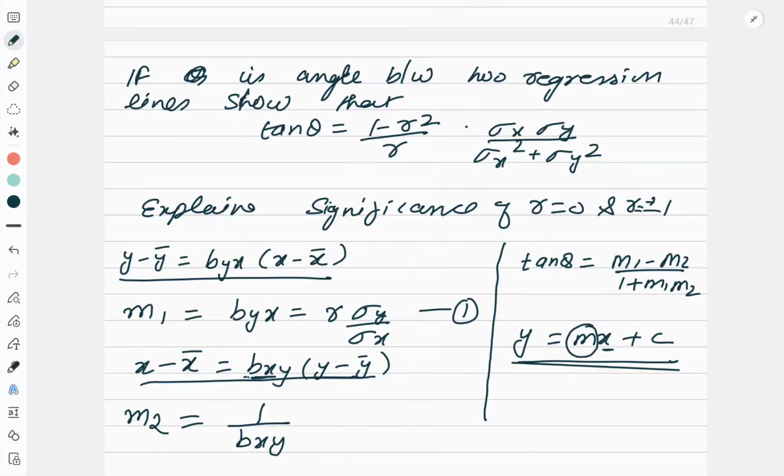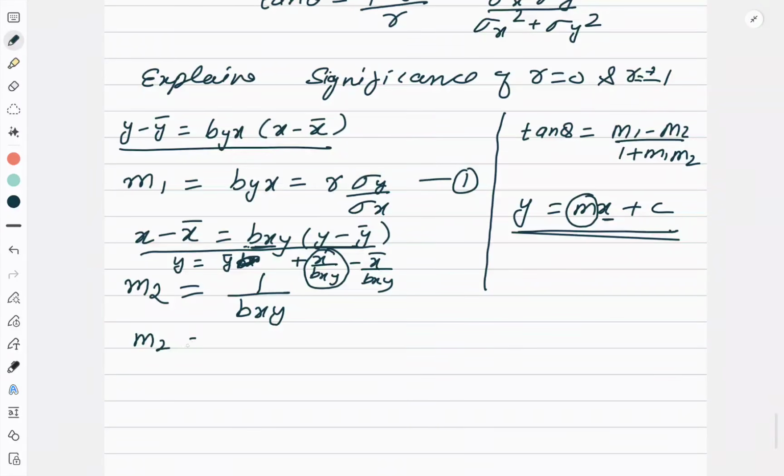You have to rewrite this line as y is equal to. See, it will be like this. y is equal to y bar plus x upon (1 upon bxy) minus x bar upon (1 upon bxy). So what is the coefficient of x? The coefficient of x is 1 upon bxy. So this is the slope. Now m2 is equal to this 1 upon bxy, and what is the value of bxy? r sigma x upon sigma y. So this is my equation number 2.